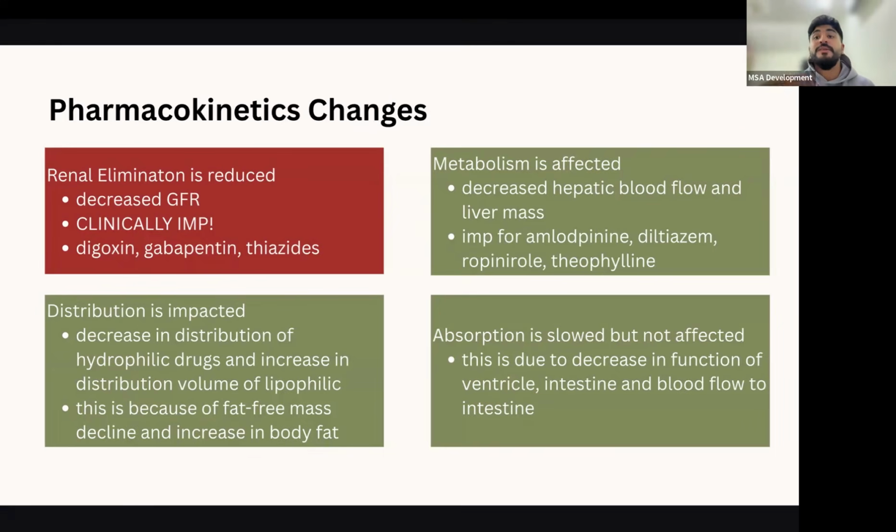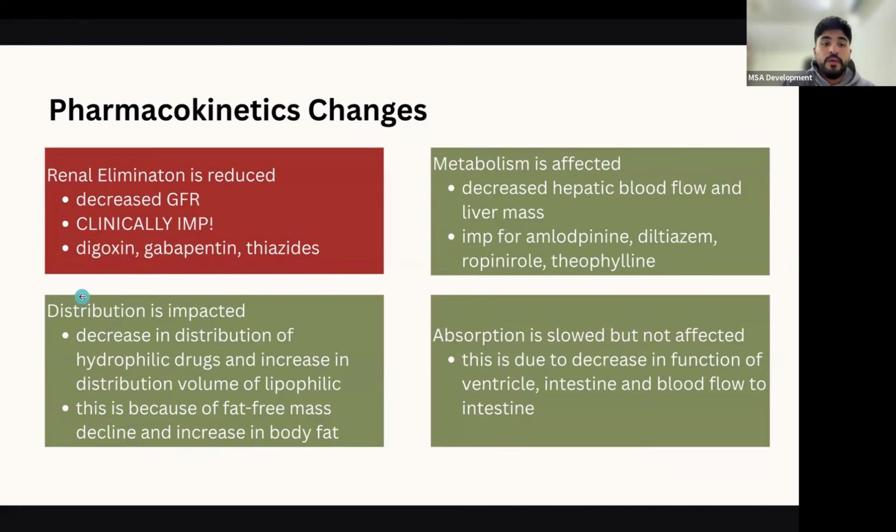The second thing you guys want to think about is the metabolism. So imagine if their elimination is hindered and their metabolism is also affected. Why? Because the liver, with time, the mass of it is going to shrink a bit, and the blood flow to it is going to decrease, especially if these patients have a history of atherosclerosis, or some sort of heart condition. Why is this important? Because there are some medications whose metabolism, and for them to be effective, rely heavily on the liver, like amlodipine, diltiazem, theophylline. So these are very important for you guys to think about.